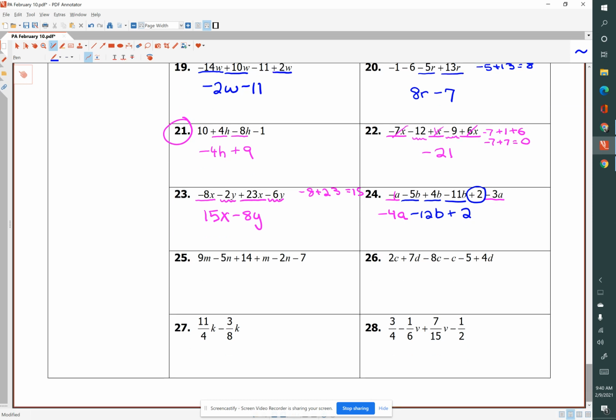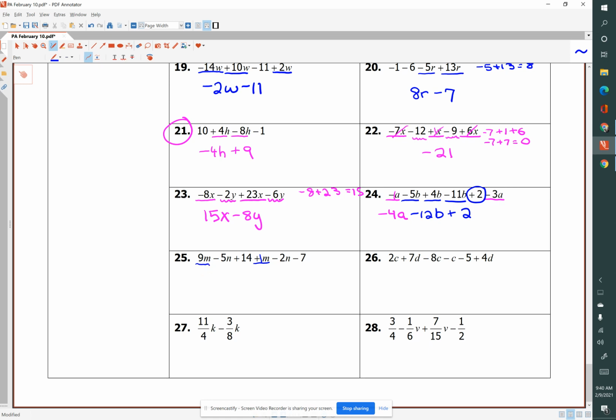Okay, ready to tackle some that are a little bit more challenging. So you can try them on your own, or we can work them together. So I have m and n terms here in number 25. 9m minus 5n plus 14 plus 1m, we have an invisible m, minus 2n minus 7.